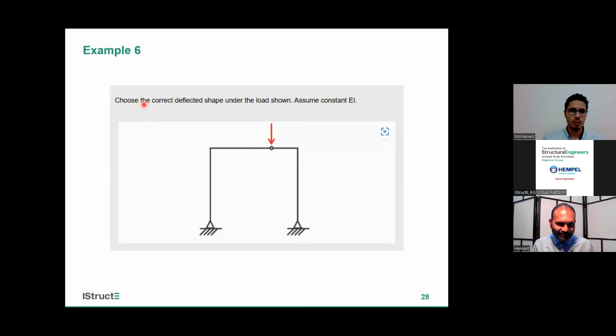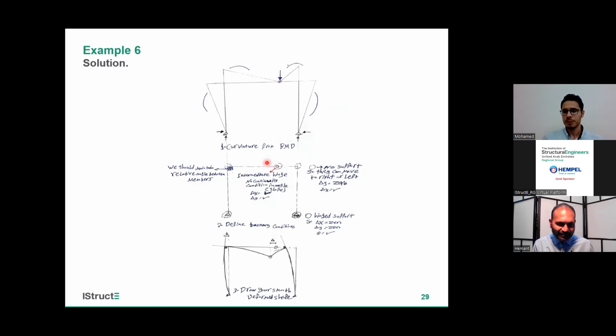Okay, here is how to draw the deflected shape under this load. I have here a portal frame with a load on an intermediate hinge. Let's remember again how to draw the deflected shape. Again, we will have to draw our bending moment diagram, so we can find out what our curvature will be like. Here it is concave like this, and here it is concave up, concave to the left.